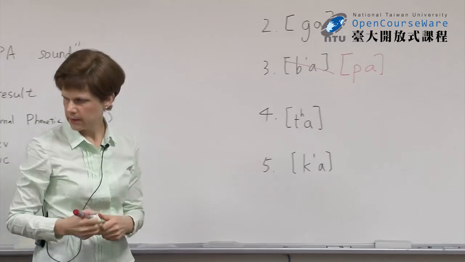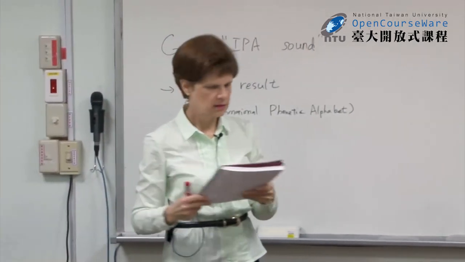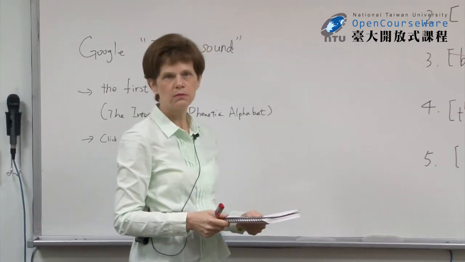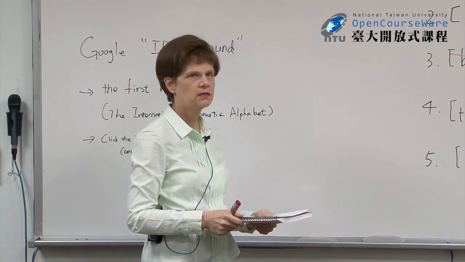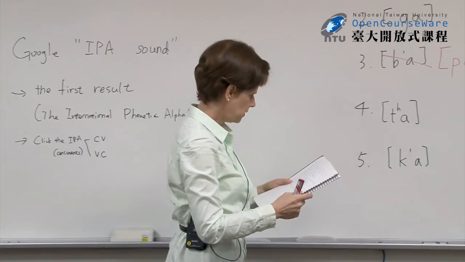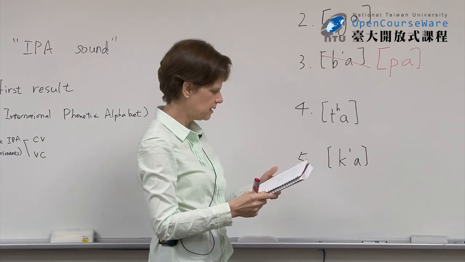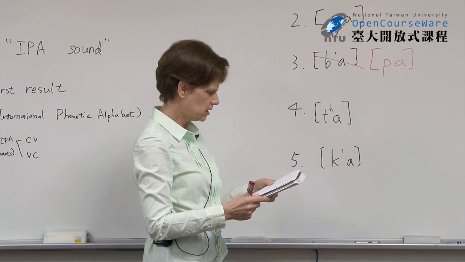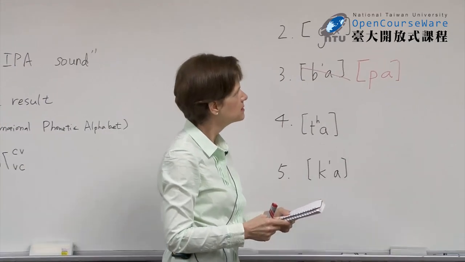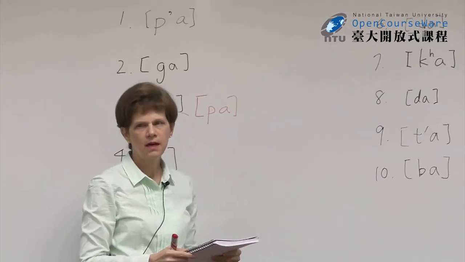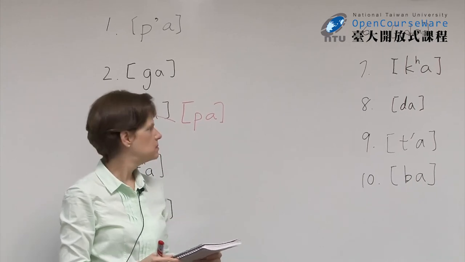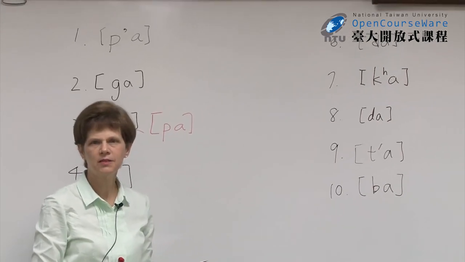And for number 4, go ahead. Ta. Ta. And that's also, 你我他的他 in Chinese. Ta. And 5. Beautiful. That is an? Ejective. And 6. Da. Da. And that's also? The same as Chinese, 大, 大小的大.